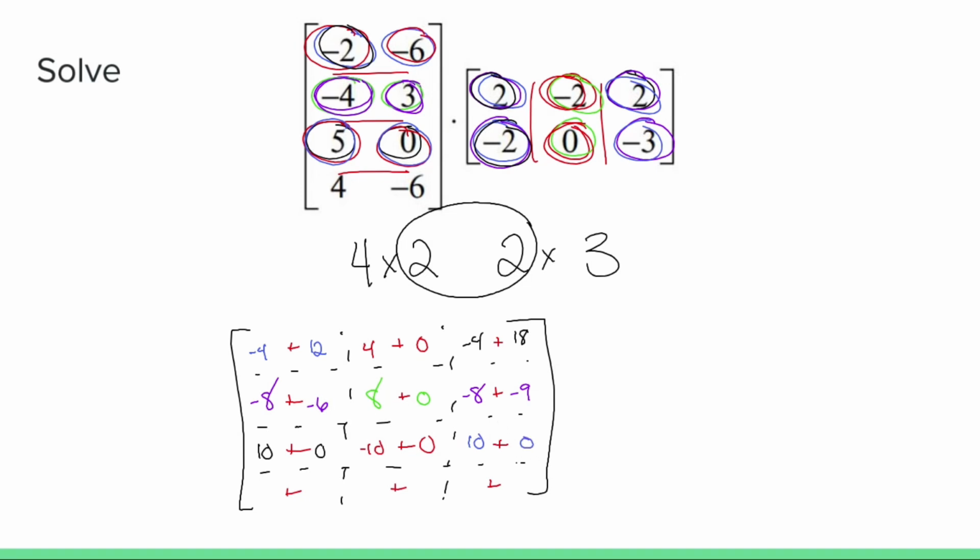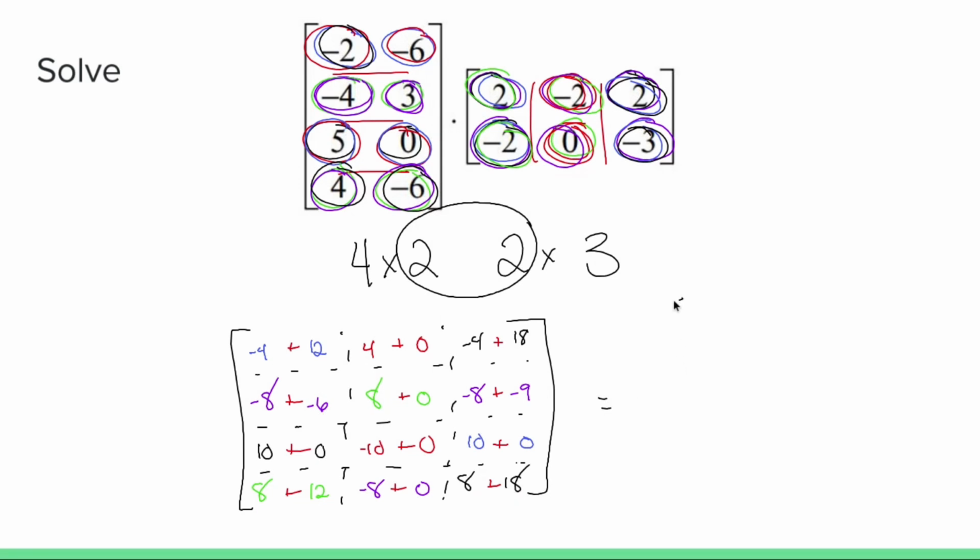Let's wrap this guy up. We've got a fourth row, first column. 4 times 2 is 8. Negative 6 times negative 2 is positive 12. Fourth row, second column. 4 times negative 2 is negative 8. Negative 6 times 0 is 0. We're almost done. Last row, last column. 4 times 2 is 8. Negative 6 times negative 3 is 18.